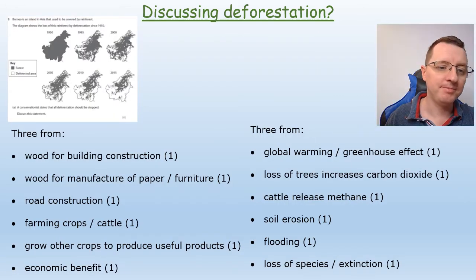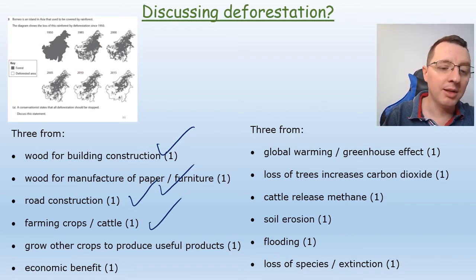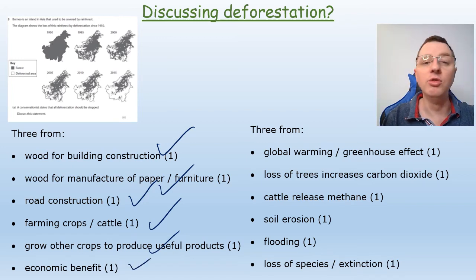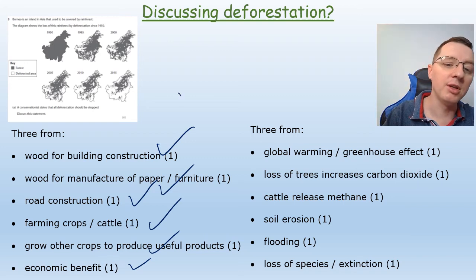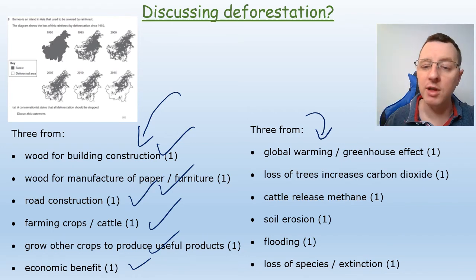And here's the answer. So we would be looking for discussing the statement, a conservationist states all deforestation should be stopped. So we'd be looking for saying things like, well, we need wood for construction, we need wood for manufacture of paper and furniture, and we need wood for road construction, farming, cattle, and we need land to grow crops and produce useful products so that we have an economic benefit. So we should not stop deforestation for these reasons. However, we should stop deforestation for these reasons.